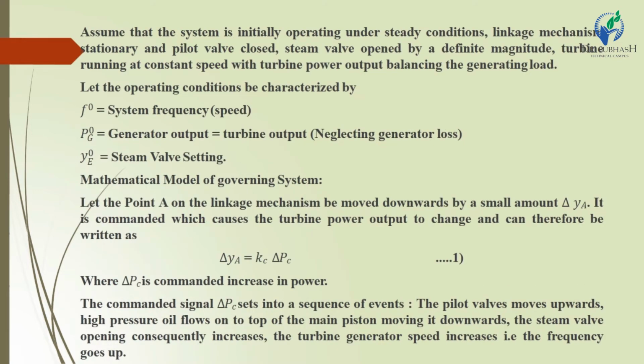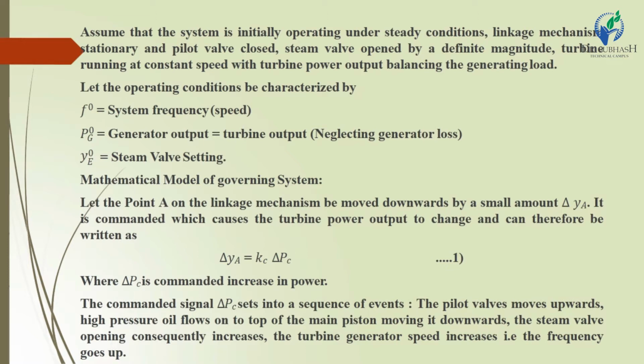Assume that the system is initially operating under steady condition. The linkage mechanism is stationary, the pilot valve is closed, and the steam valve is open by a definite amount. The turbine is running at constant speed with turbine power output balancing the generator load. The operating condition is characterized by f equal to the system frequency, P equal to the generator output, and Y equal to the steam valve setting. The mathematical model of the governing system is as follows.